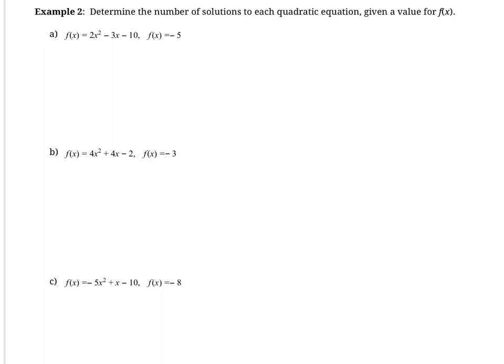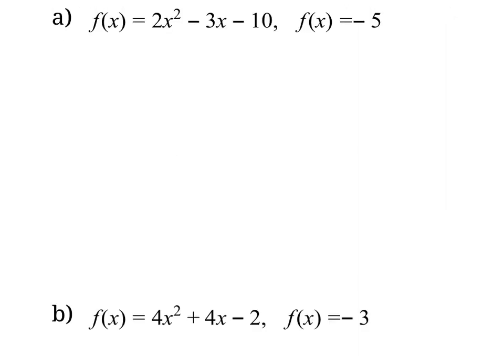So in the next example, we're asked to determine the number of solutions to each quadratic equation. We're not going to find the exact solutions, we're just going to determine the number and the nature of them. So are there one, are there two, is there none? All right, so we're given a y value, f at x equals -5, so we're going to plug this in to start. So we have -5 is equal to 2x squared minus 3x minus 10.